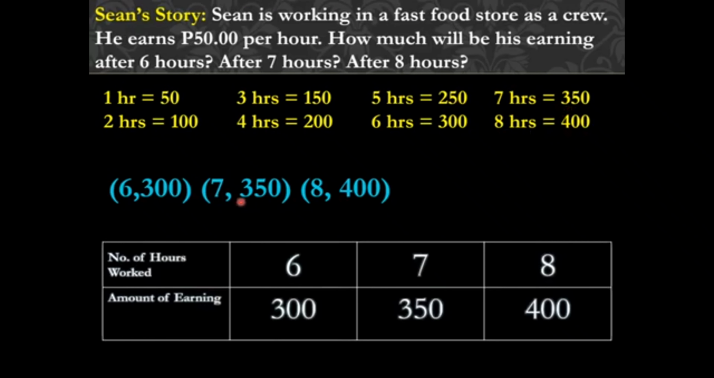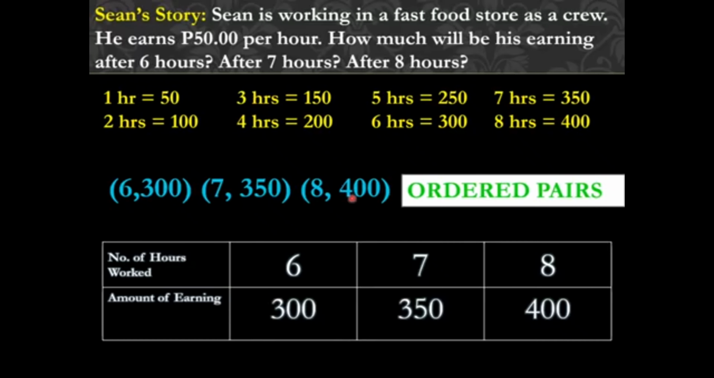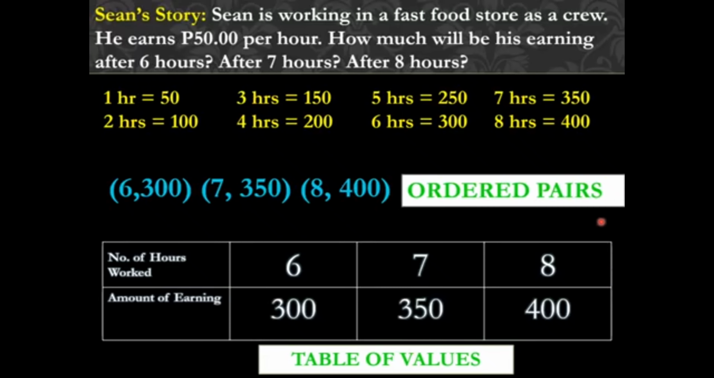Okay, so we can also represent the relation using a table of values. As you can see, there is a table and there are values. The first row is the number of hours worked, which are 6, 7, 8. You can also continue until 9, 10, 11, and so on, or on the other side 5, 4, 3, 2, 1, and so on. And then the amount of earning is the next row, because after 6 hours, Shan will receive 300 pesos. After 7 hours, 350 pesos. And after 8 hours, 400 pesos. If you compute for 9 hours, just continue, that will be 450 pesos. Once again, this is for the ordered pairs and the other one is for the table of values.